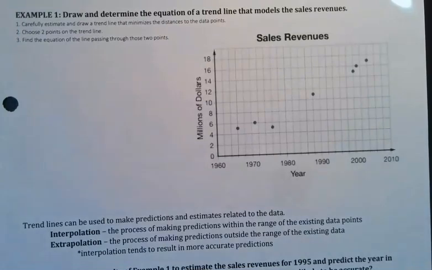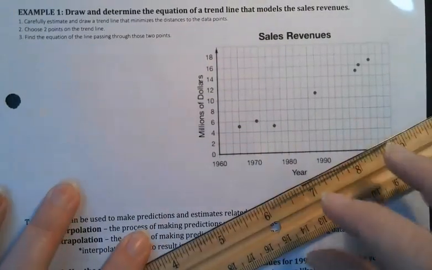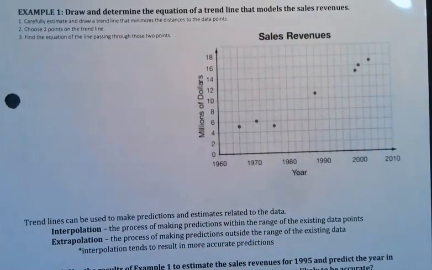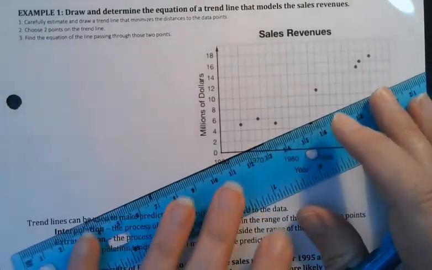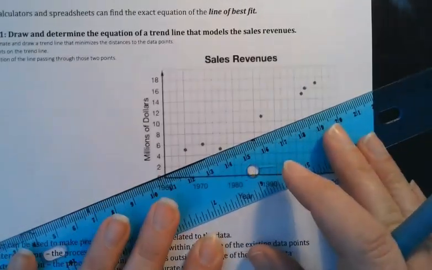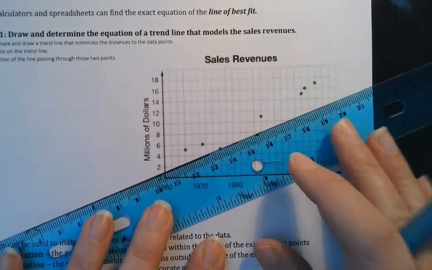So you want to take your ruler and put it on there where it's in the middle of all of those points.